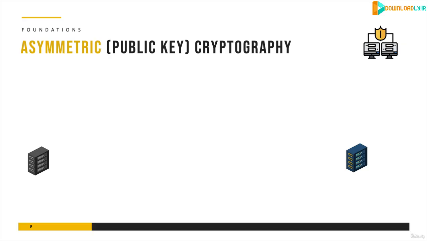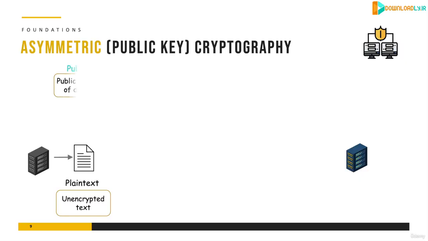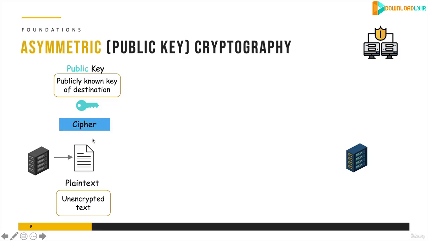So the solution to that is public key cryptography. What happens in public key cryptography is that, let's say you have a plain text document. What you're going to do is use the public key of the destination. So the destination, let's say it's a server, has shared its public key, which is known to everyone in the world. And you basically encrypt your document using this public key, right?